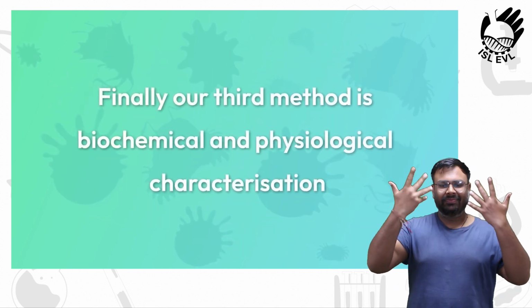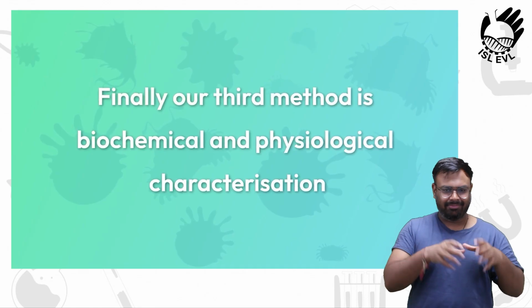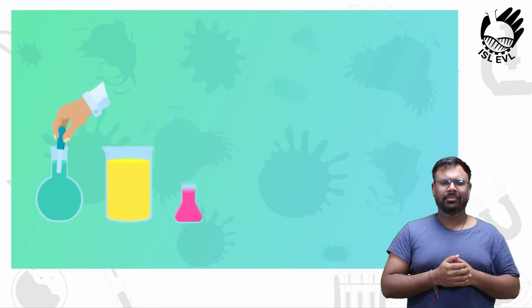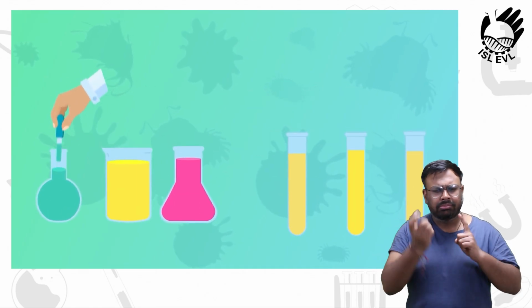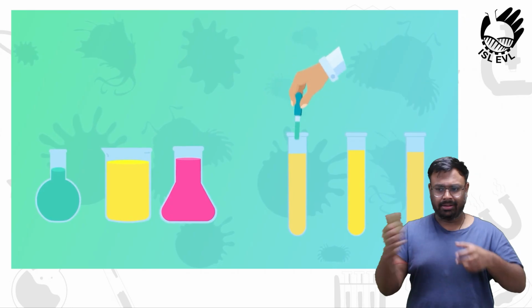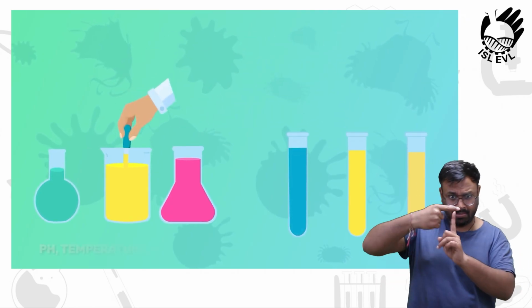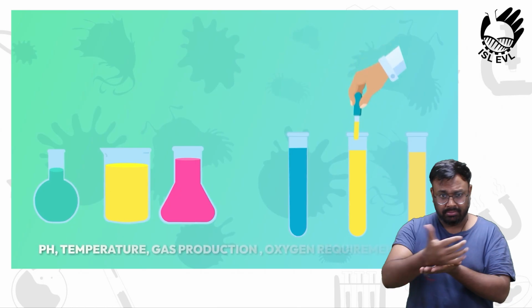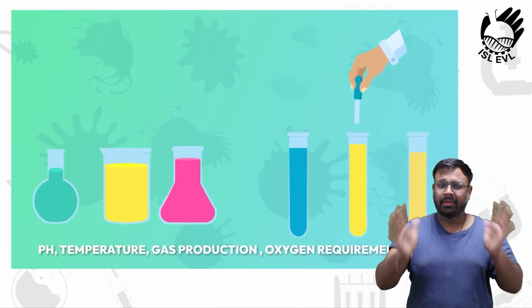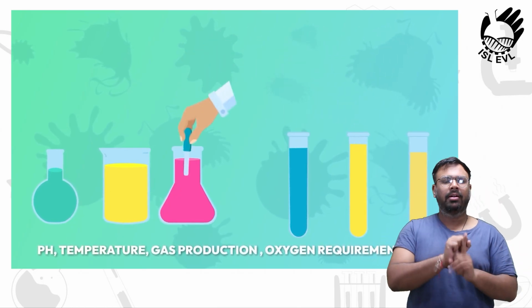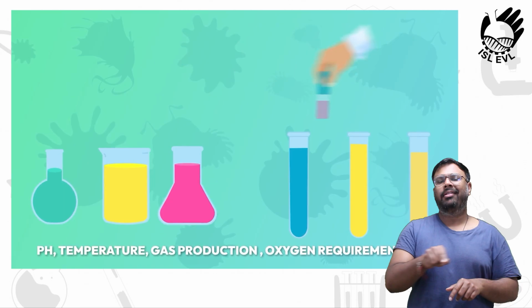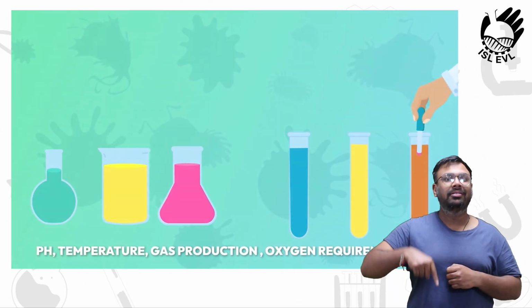Finally, our third method is biochemical and physiological characterization. Here we figure out the different types of enzymes and byproducts produced by the microbes. Similarly, physiological characteristics such as pH, temperature, gas production, oxygen requirement, etc. The variety of these reactions helps us to characterize and differentiate various groups of microbes.